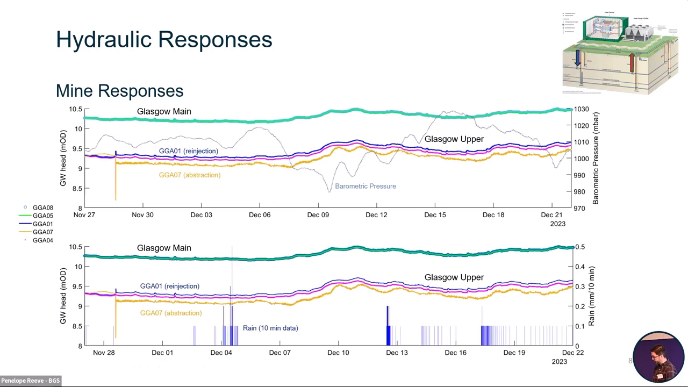Both graphs, top and bottom, show the same groundwater levels. The upper graph is with the barometric pressure and the bottom one with the rain. But there are three things to consider here, just very quickly.